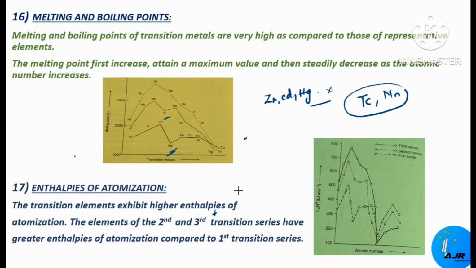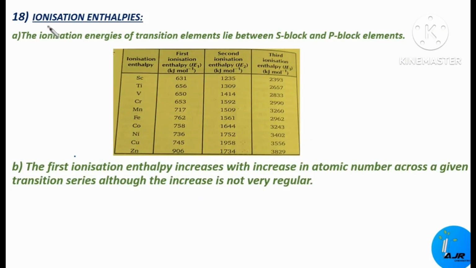Can you understand? Since the number of unpaired electrons goes on increasing, their interaction increases, the attraction increases, and the bonds become very strong, and hence it requires higher values of enthalpies of atomization. Can you understand? Next important one is the ionization enthalpy or ionization energy.